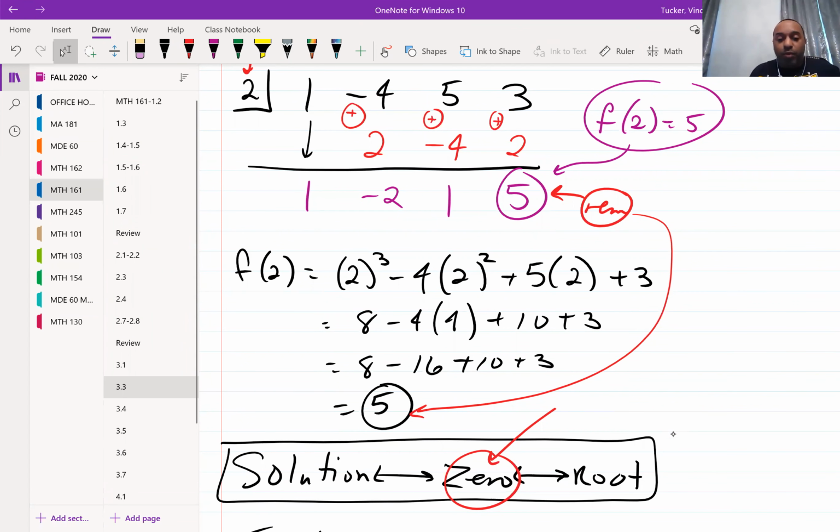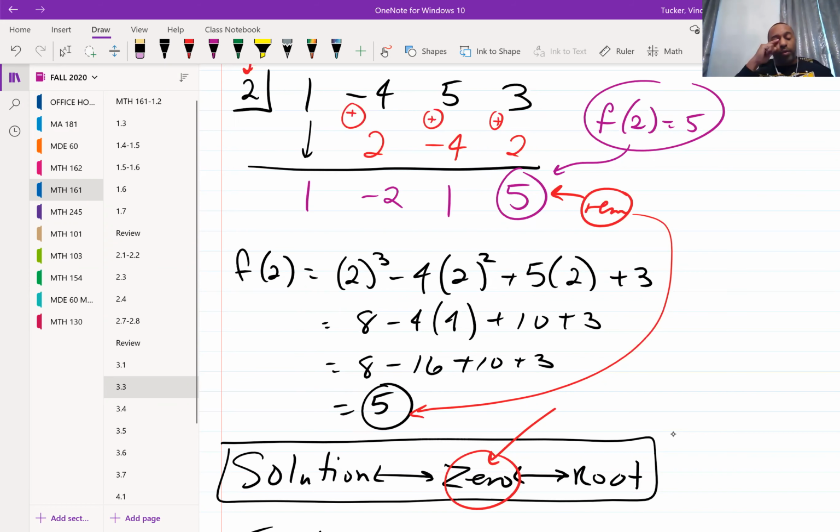Also, the connection between solution, zero, and root, all of those words are interchangeable. We all know what solution is, but a zero is another word for solution. A root is another word for a solution. The reason why they call it zeros, though, is because once you do synthetic division or when you plug the value into your function, if it is a solution, you would get 0 as a remainder, or in other words, 0 as a result.